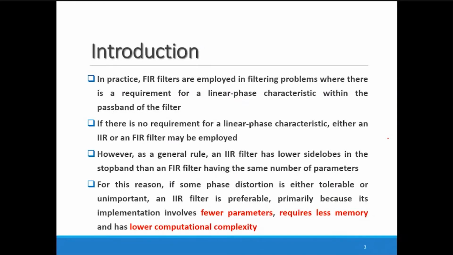Okay, so when a linear phase characteristic is required, we don't have any choice, we go for the FIR filter. But if linear phase is not required and some phase distortion we can allow or tolerate, in that case we go for the IIR filter.